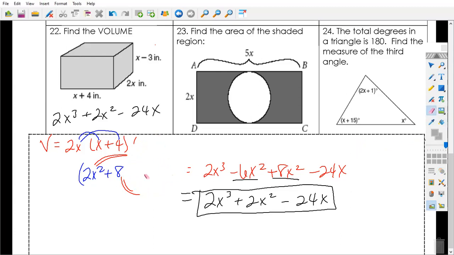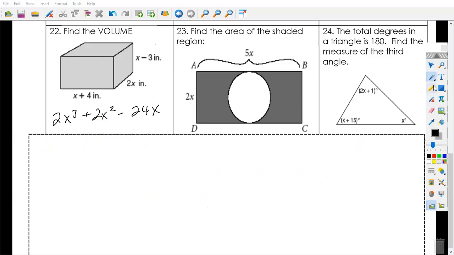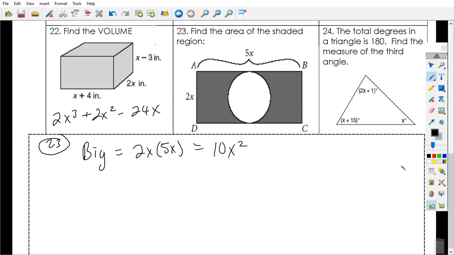All right. So now we're going to do the circle inside of the rectangle. Again, just because they're not the same shape family, is the process going to change? No, it's not. We still got to find our big and our small, right? So the area of the big, what's the area of my big? 10x squared, because you have 10x times 5x, which makes 10x squared.